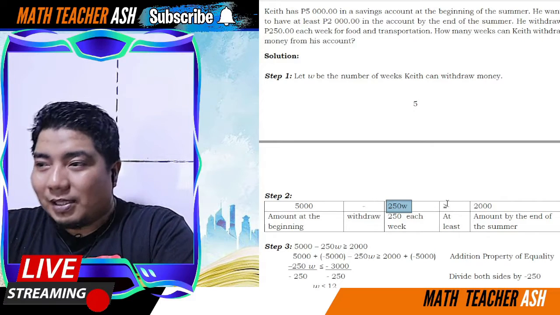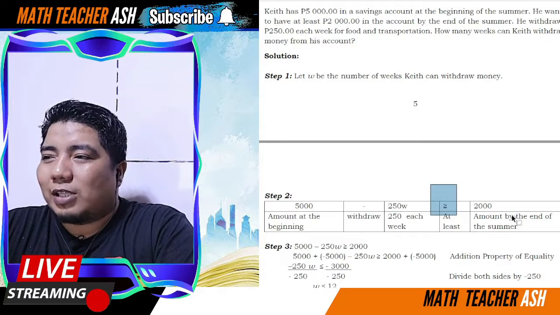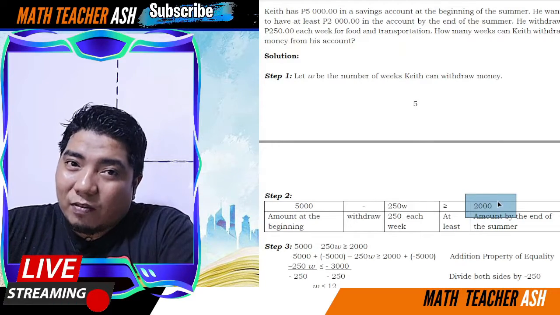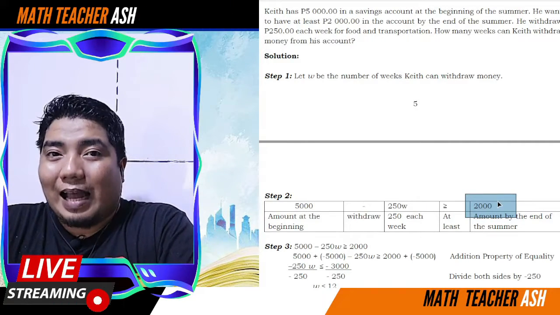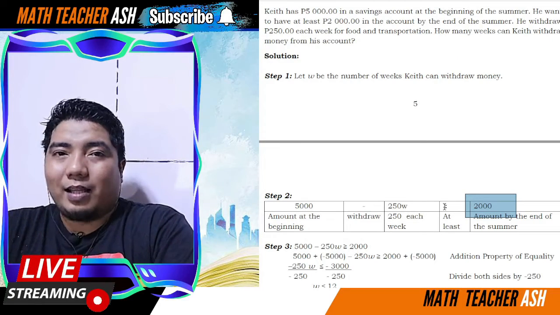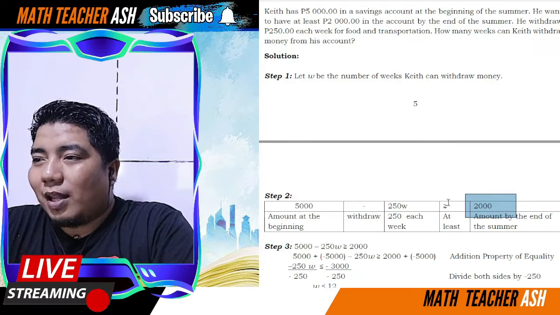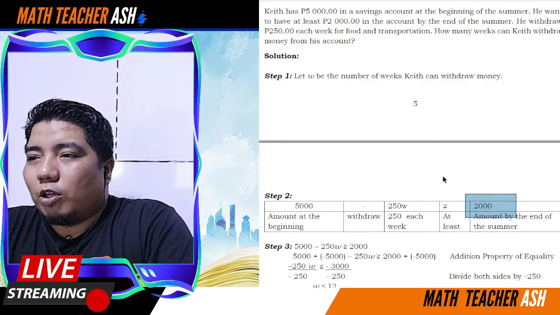We are asking how many weeks he can withdraw 250. Basically, it should not go below 2,000 pesos because at the end of the summer, he wants 2,000 pesos to remain. So that is equal or greater than 2,000 pesos. Okay? So that is what the greater than or equal to means.